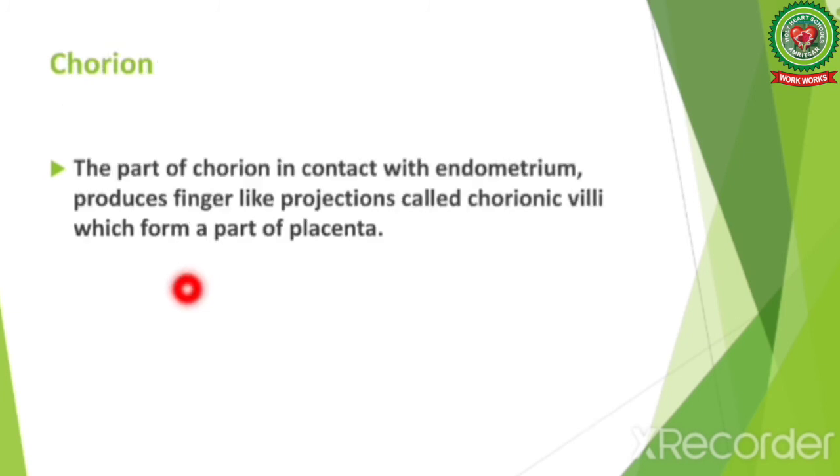The next membrane is chorion. The part of chorion in contact with endometrium produces finger-like projections called chorionic villi, which form a part of placenta. The chorion consists of two layers, an outer formed by the trophoblast and an inner formed by the somatic mesoderm. Chorion is the outermost fetal membrane around the embryo.